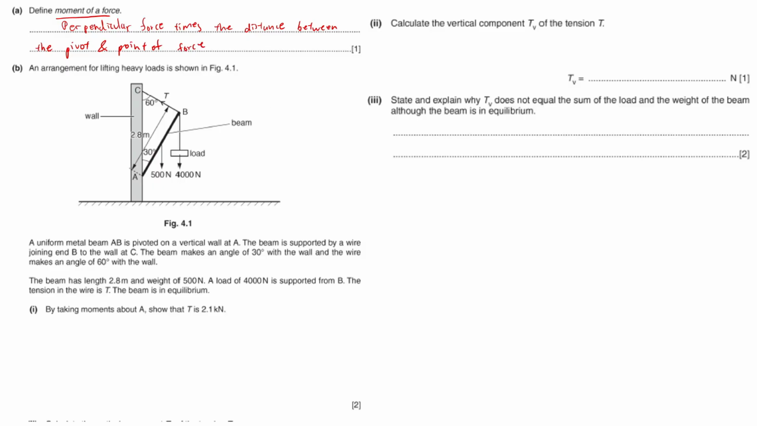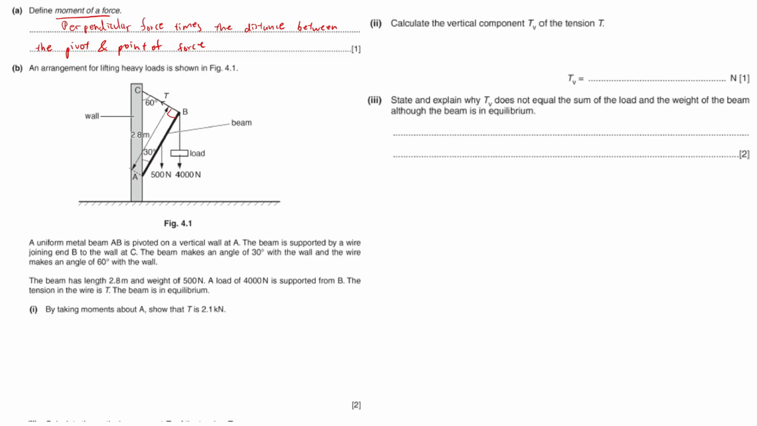So for B, an arrangement for lifting heavy loads is shown in figure 4.1. A uniform metal beam AB is pivoted on a vertical wall at A. The beam is supported by a wire joining end B to the end of wall C. The beam makes an angle of 30 degrees with the wall and the wire makes an angle of 60 degrees with the wall. So it is going to be a right triangle kind of.